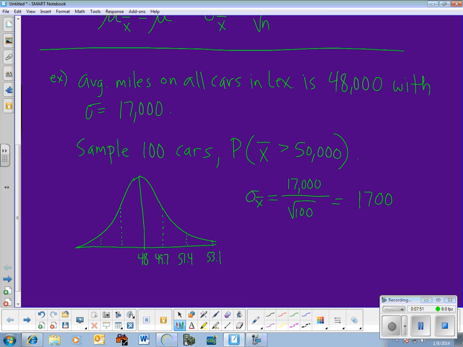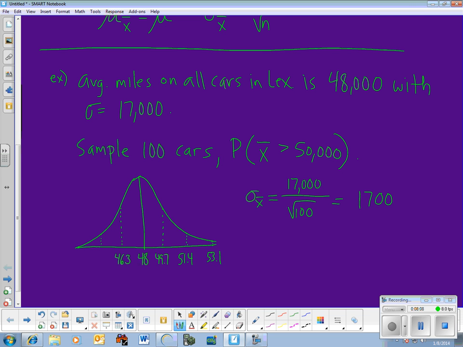And then 48 minus 1.7 is 46.3. And then I can't subtract, so I'm going to stop there. I found what I need to know.